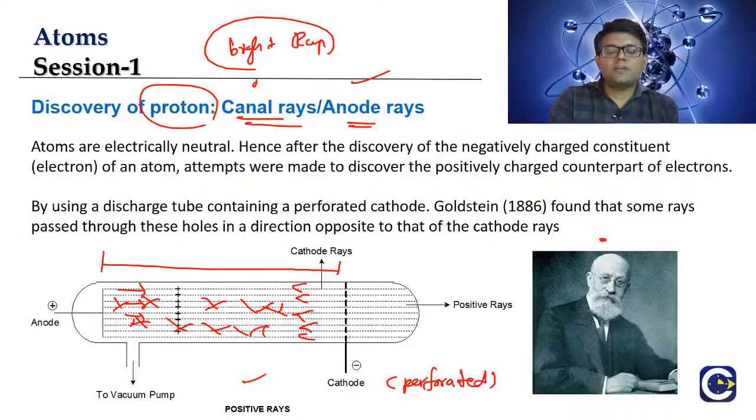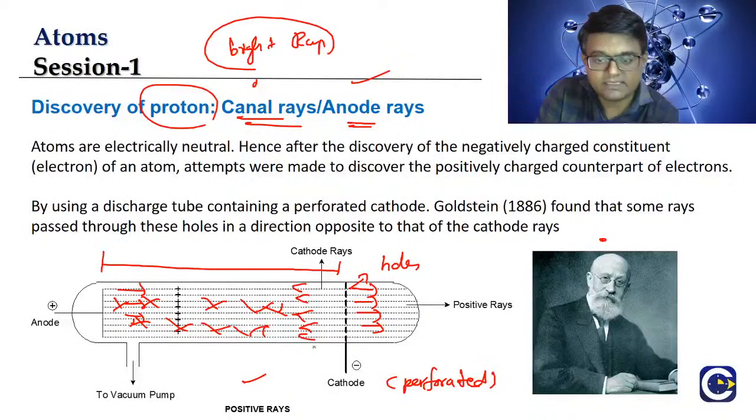So what is this perforated cathode? If we have the anode rays coming, they will start from the anode and approach the cathode. If you make some holes in the cathode, then some of these rays will be able to pass through the holes. And on the back side of the cathode, cathode rays will not be there.